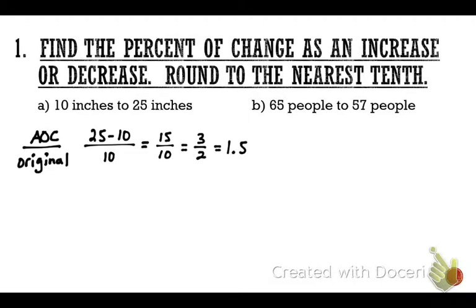1.5. Now, the instructions have asked me to find the percent. Do we know how to turn a decimal into a percent? How do I do that? Move it to the right 2 times. 1, 2. What do I put in that little egg carton? A 0. So what is the answer? 150%. Now, if the dog started off as 10 inches and it grew to be 25 inches, did it increase or decrease in length? It increased. It got longer. So this is a 150% increase.